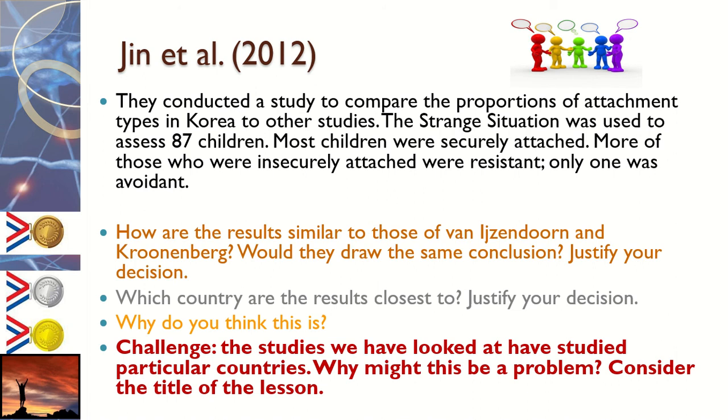Now, Korea is a collectivist culture, so we're expecting to find slightly less secure attachment and slightly more to do with insecure resistant. So have a think about how the results are similar to those of Van Ijzendoorn and Kroonenberg, which countries are the results closest to, and why do you think this is?